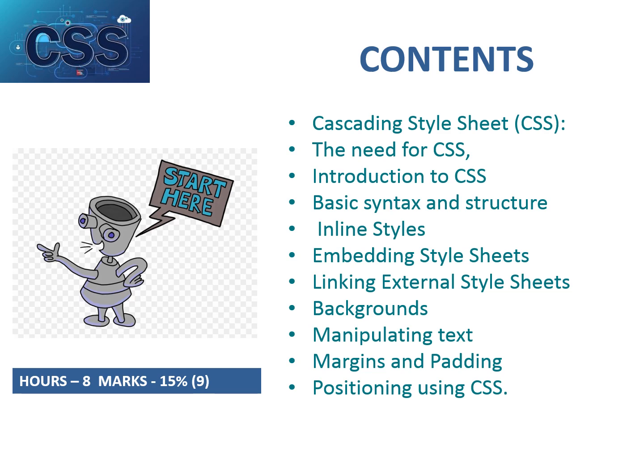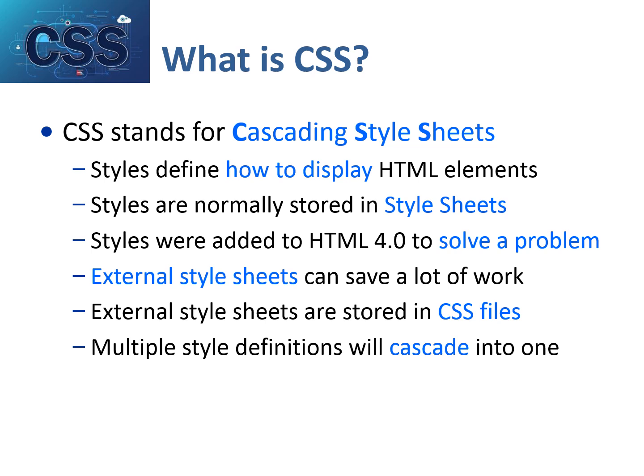Now we can see what is CSS. CSS stands for Cascading Style Sheets. We can see the terms word by word. Sheet means these are files which contain some data. Style means how to display HTML elements.